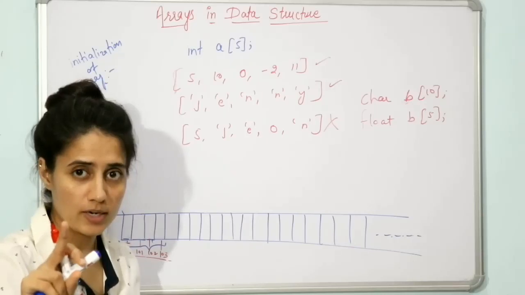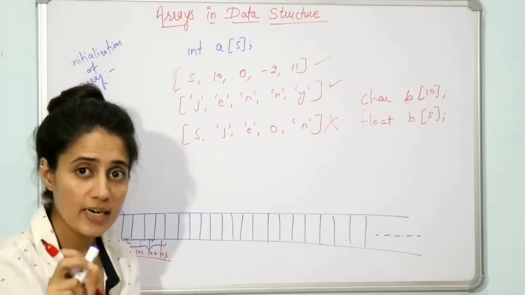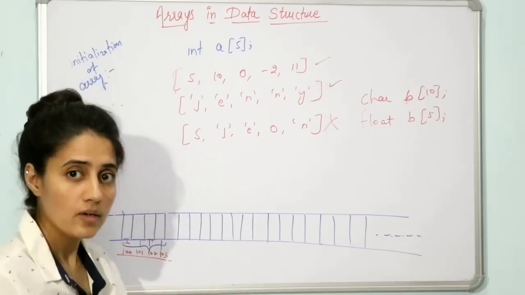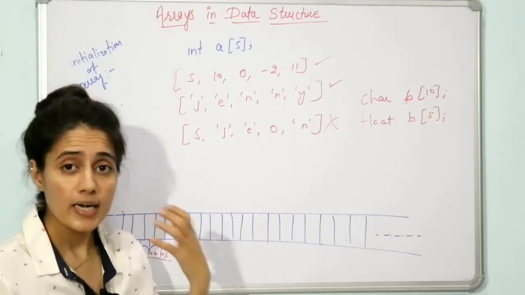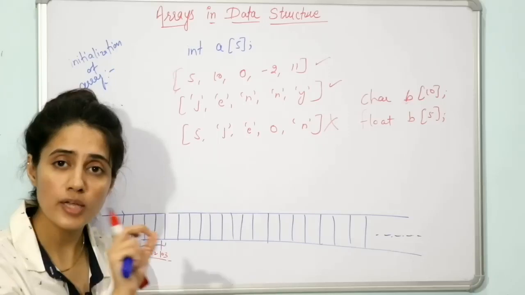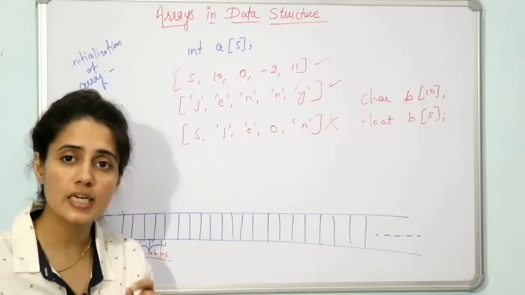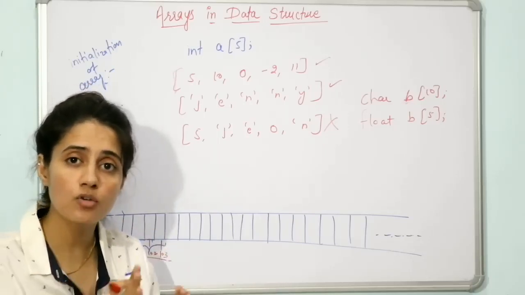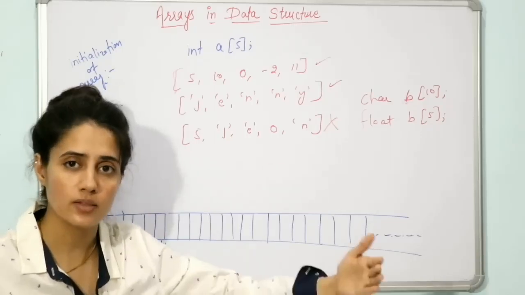That is not possible in an array. All the data items should be of the same data type. Now, how are the elements of the array stored in memory? All the elements are stored in consecutive locations, or you can say continuous locations, one after another.